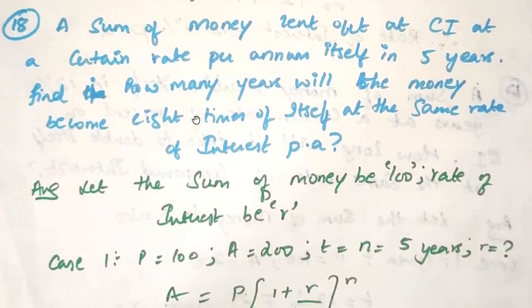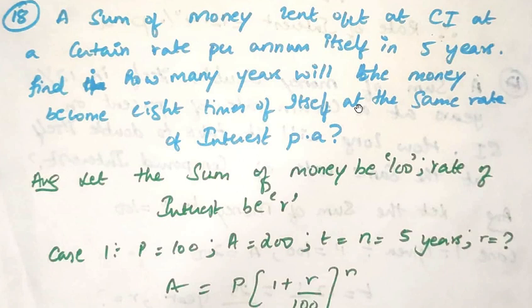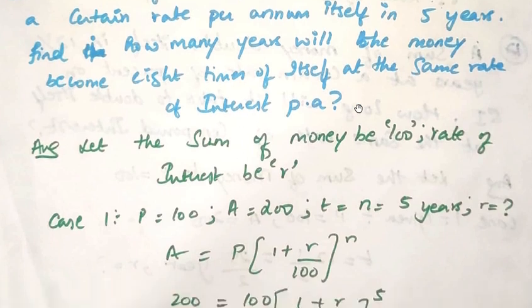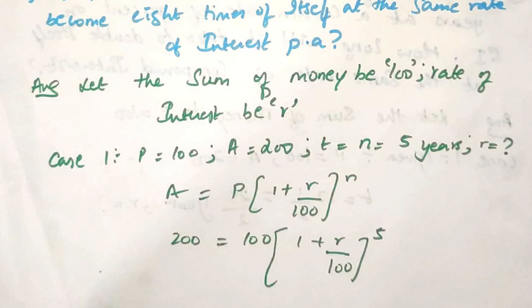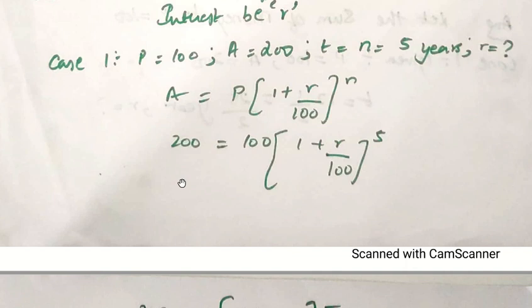So your next question is, a sum of money lent out at compound interest at a certain rate per annum doubles itself in 5 years. Find in how many years that money will become 8 times itself at the same rate of interest per annum. So let the sum of money be 100, rate of interest be R. So in case 1, principal is equal to 100, amount is equal to 200. It doubles itself, so it becomes 200. T is equal to N is equal to 5 years.